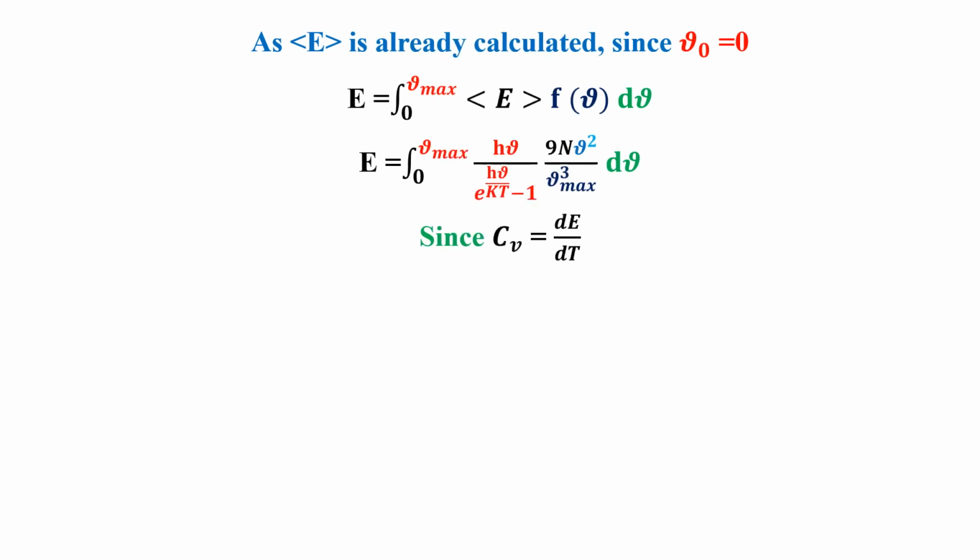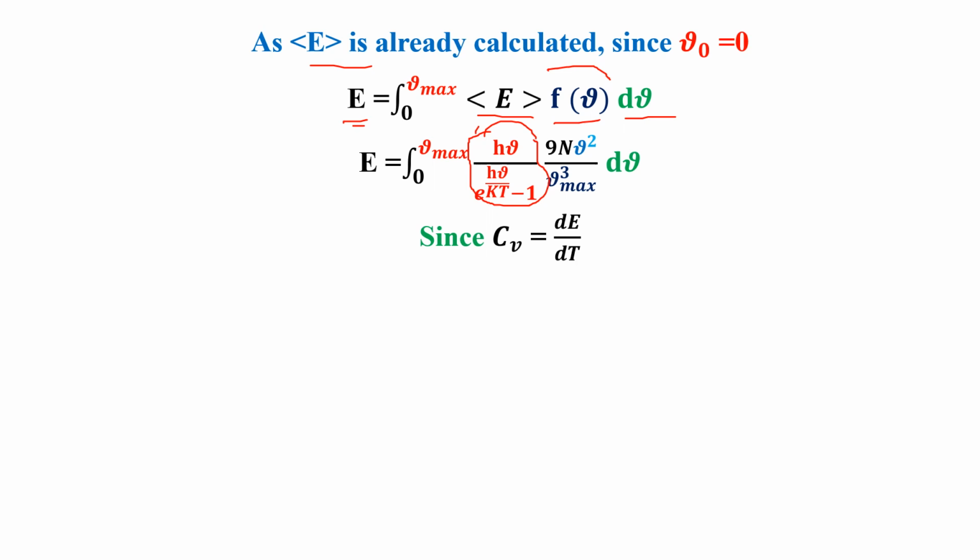So in the Einstein heat capacity of solid, we know the average energy. So as we know the average energy, we can substitute that average energy value in this integration formula to find the total energy. So E is equal to the integration from 0 to nu max of the average energy into f of nu d nu. So we know the f of nu value, which we have found in the previous slide, and we know the E value. The E value is given in the next equation, highlighted in red color.